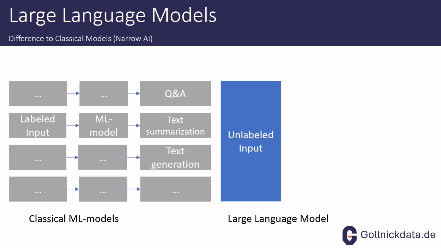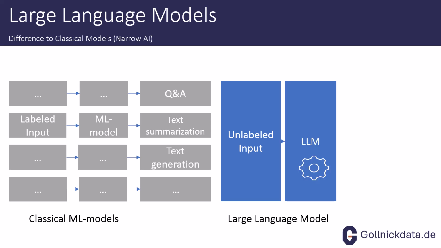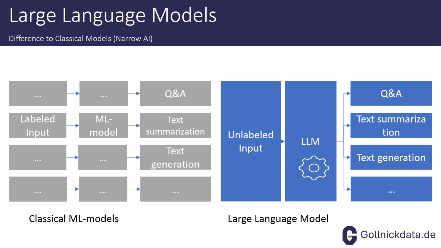So the way the models are trained are slightly different. It's less curated on a specific task. On a high level, it's a lot of unlabeled data input. Then you have one model instead of several ones. So then we have here our large language model. And as a result, this single model is capable of all the things for which you needed different models before. So this is the sheer power of large language models, the versatility of these models.